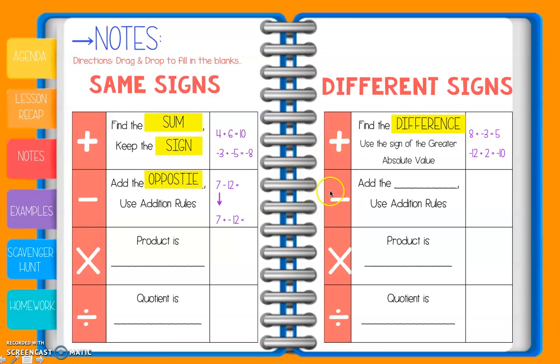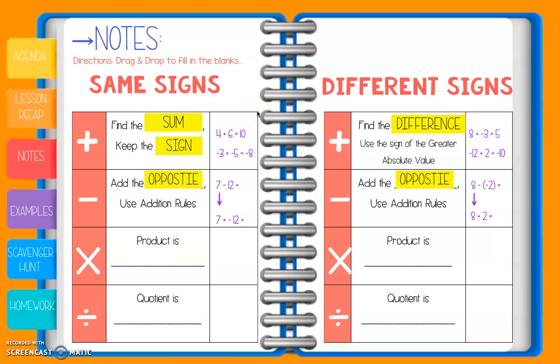Okay, same thing for subtracting with different signs. We're going to change the subtraction to addition and add the opposite and use those addition rules. So if we have 8 minus negative 2, we're going to change the subtraction to addition and add the opposite. So it's going to be 8 plus positive 2. Then we have the same signs, so we would use our rule for the same sign. Find the sum, keep the sign. So our answer would be 10.